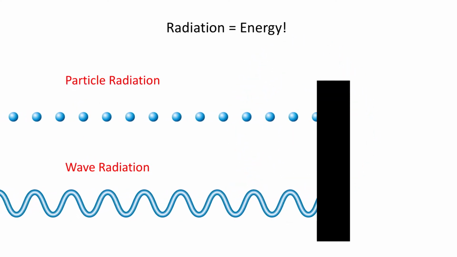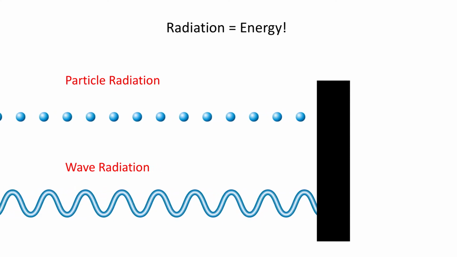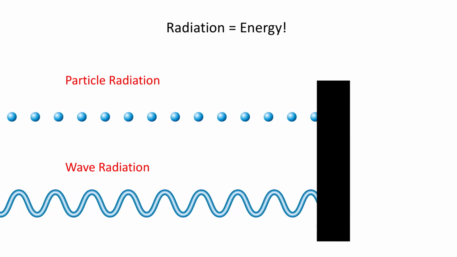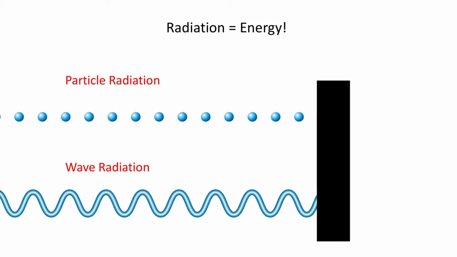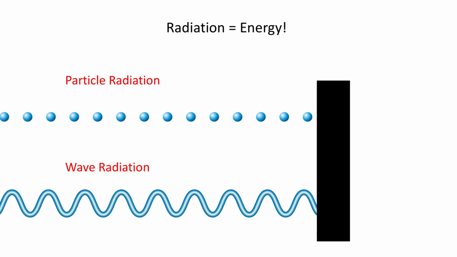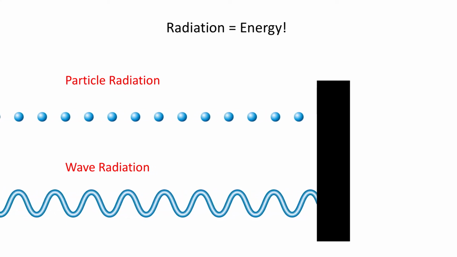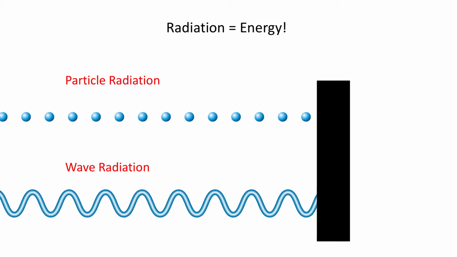Radiation is something different than atoms. Radiation is best thought of as the movement of energy through space. This movement of energy can happen in a few different ways. Shown here are two different types of radiation, particle radiation and wave radiation. Both of these types of radiation represent the movement of energy through space.